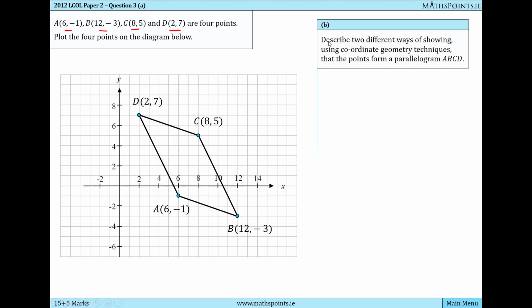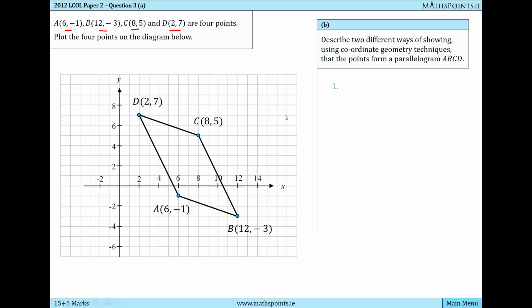And in part B of the question, they ask us to describe 2 different ways of showing, using coordinate geometry techniques, that the points form a parallelogram ABCD. They're not actually asking us to go and do the calculations, they're just asking us to outline 2 different ways that we could go about doing this question.